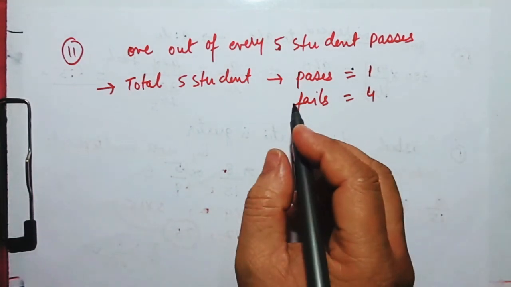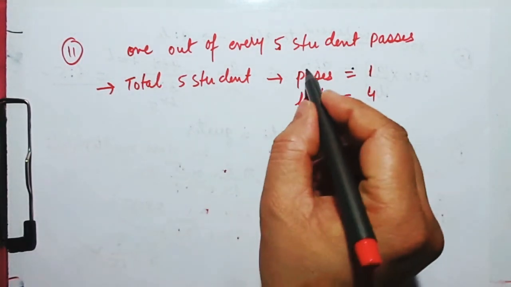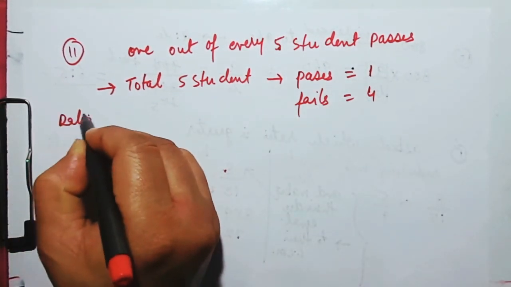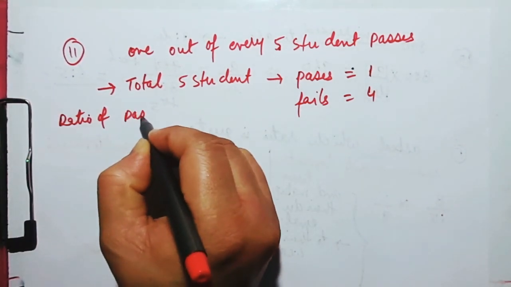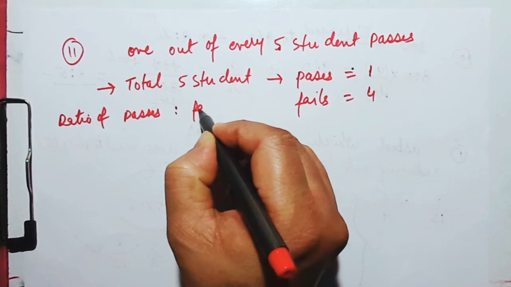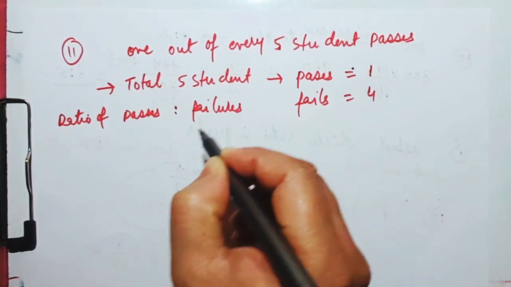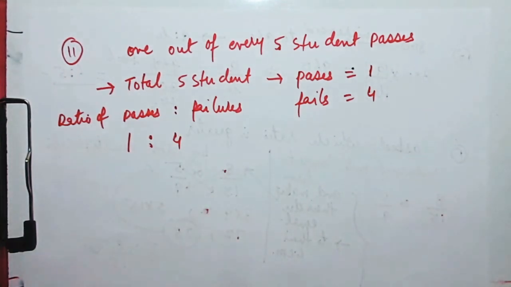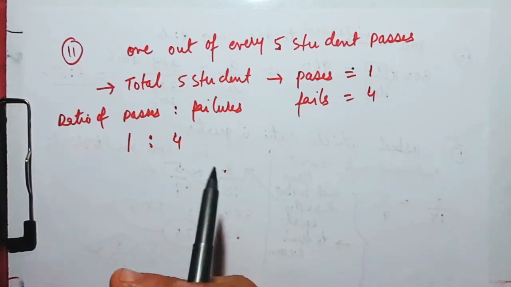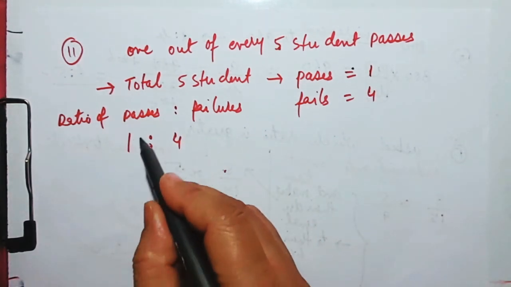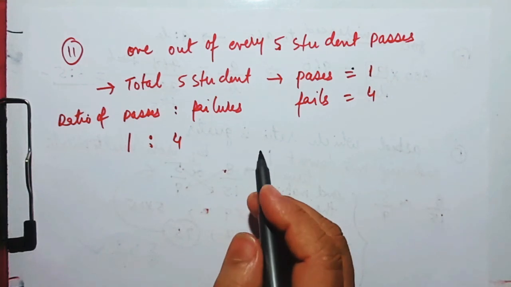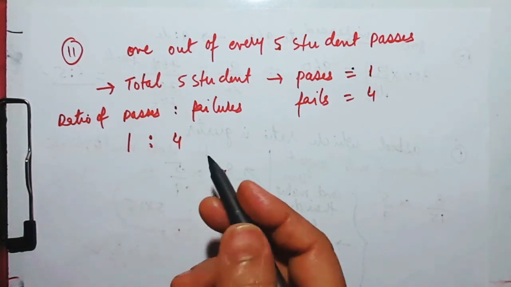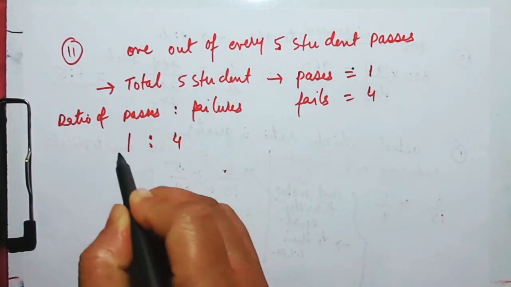This means the ratio of passes to failures is equal to 1 is to 4. See, the children who passed are fewer, while failures are more. However, this doesn't happen with us. There are so many who pass. Come on. Now, the ratio of passes to failures is given as 1 is to 4.